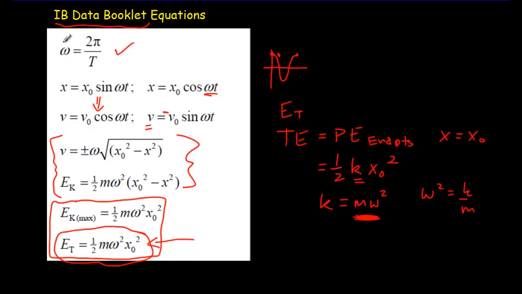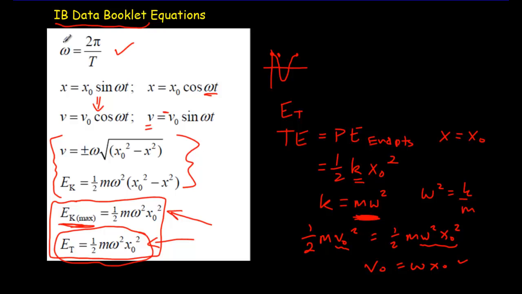And then you'll notice that the maximum kinetic energy, which would equal 1/2 m maximum speed squared, must be equal to 1/2 m omega squared x naught squared. So that's handy as well, because you can see here that v naught must be equal to omega x naught. So that's a very handy expression as well.